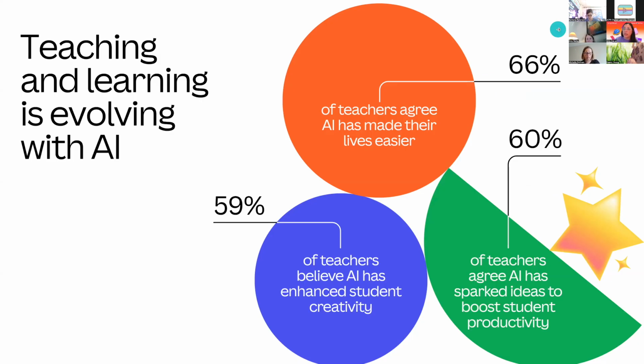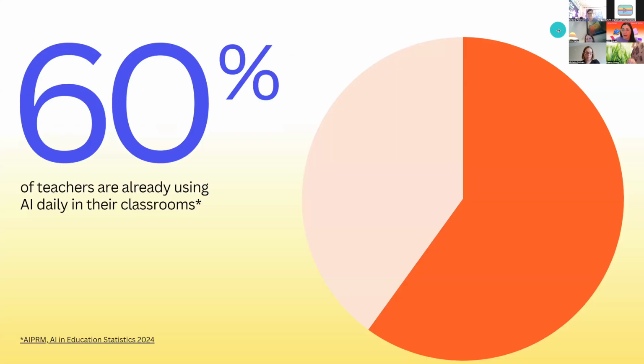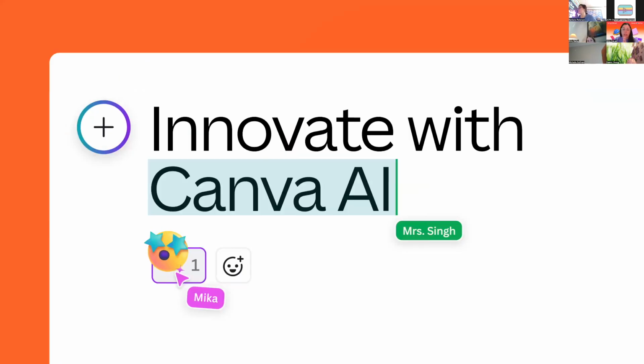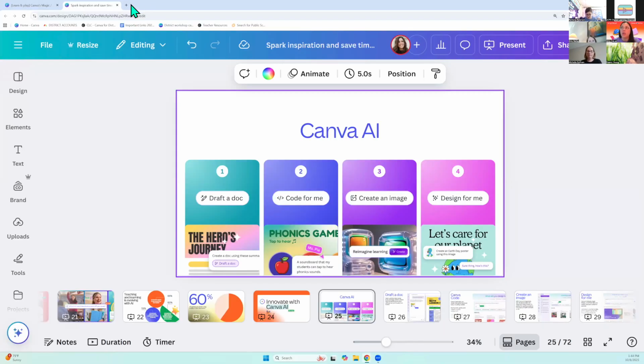We know that teaching and learning is evolving with AI. 60% of teachers are already using AI in their classrooms daily. So how could we potentially innovate with some of these embedded AI features in Canva? If you could open a new tab in your web browser, go to your district's Clever and access Canva Education via Clever and sign into your Canva account.